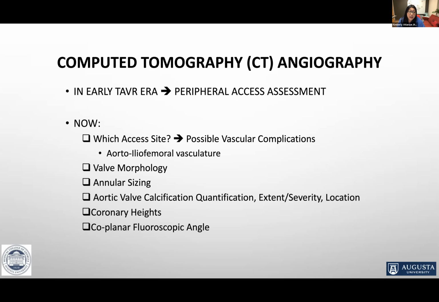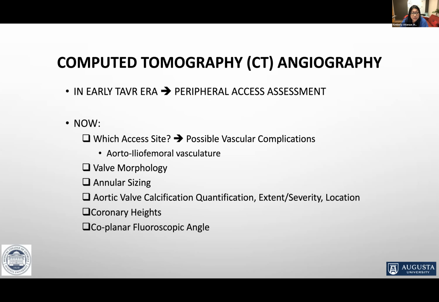The importance of aortic valve calcification, not just on the valve itself, but also subvalvular in the LVOT. The extent, severity, and location of calcification is really important to know, because large protruding nodules can really contribute to an increased risk of annular rupture, particularly with balloon expandable TAVR valves. And so this is a specific thing that should be mentioned in all CT reports.